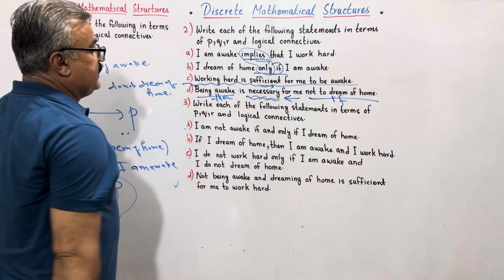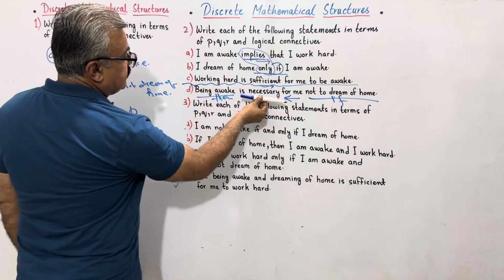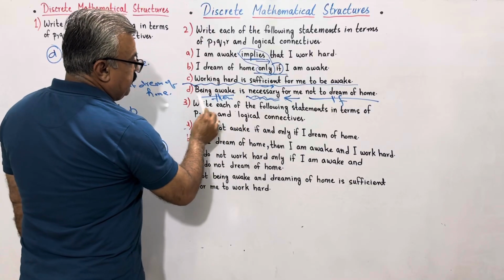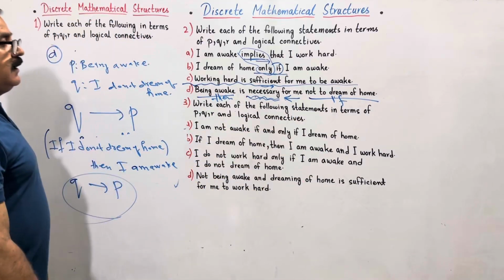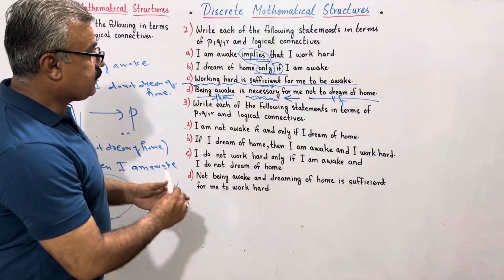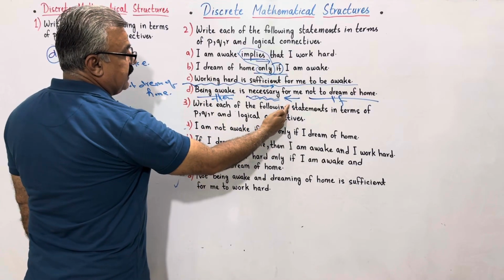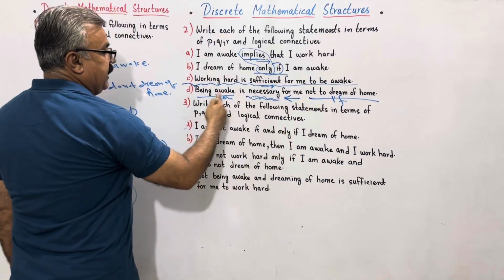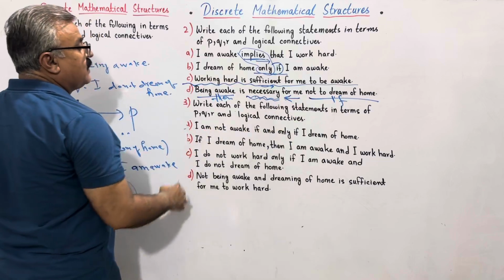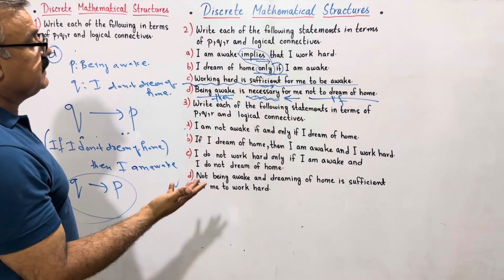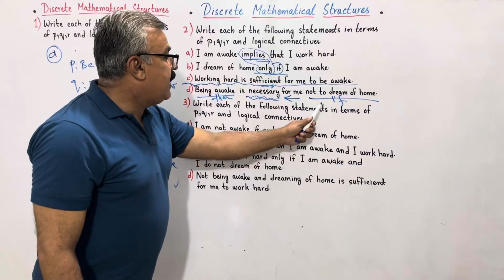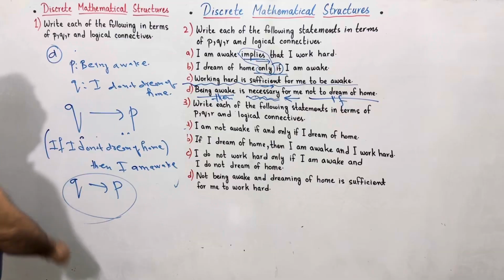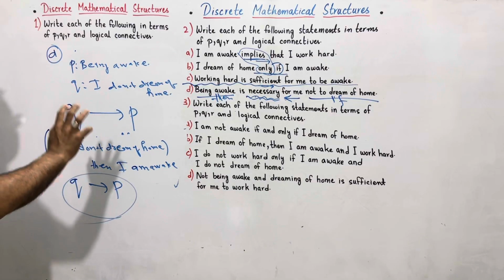In the case of necessary, turn the tables. Being awake is necessary for me not to dream of home. In the case of necessary, it is our reverse arrow. It is our conditional part, and it is our then part. Reverse the order like a converse: if I do not dream of home, then I am awake.